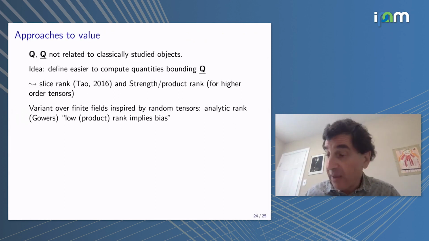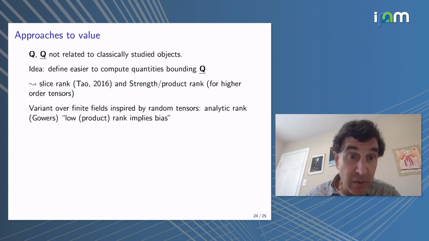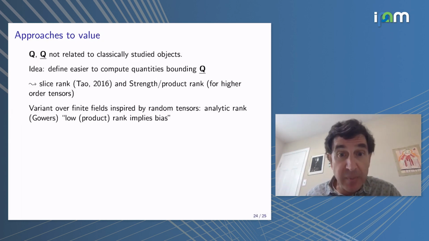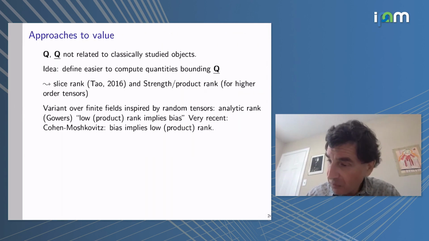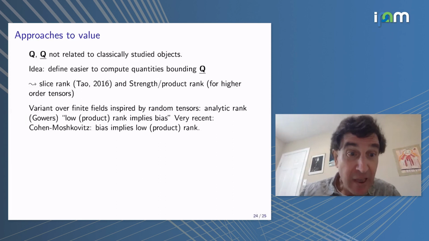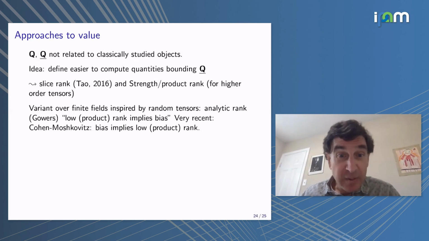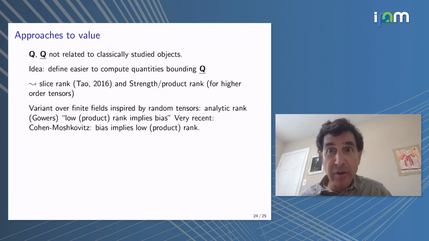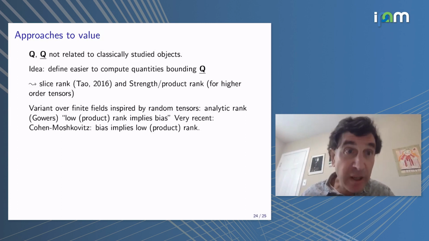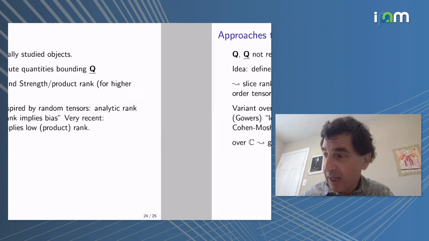If you want to study random tensors, the conjecture or the theorem of Gowers is that low product rank implies bias. And very, very recently, there's an exciting paper that proves the converse, that essentially says that the bias of a tensor is detectable with its product rank. So this is really recent work, and great stuff that brings together quantum information theory, geometry, probability, analysis. I'm just dropping some words on you so you know that there's some very recent stuff, I'm talking about a month ago, February, that's come out.